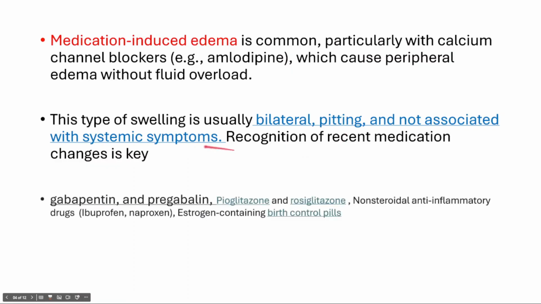And other types of medication that can cause leg swelling include gabapentin, pregabalin, pioglitazone, rosiglitazone, non-steroidal anti-inflammatory drugs, NSAIDs like ibuprofen, naproxen, and estrogen-containing birth control pills.